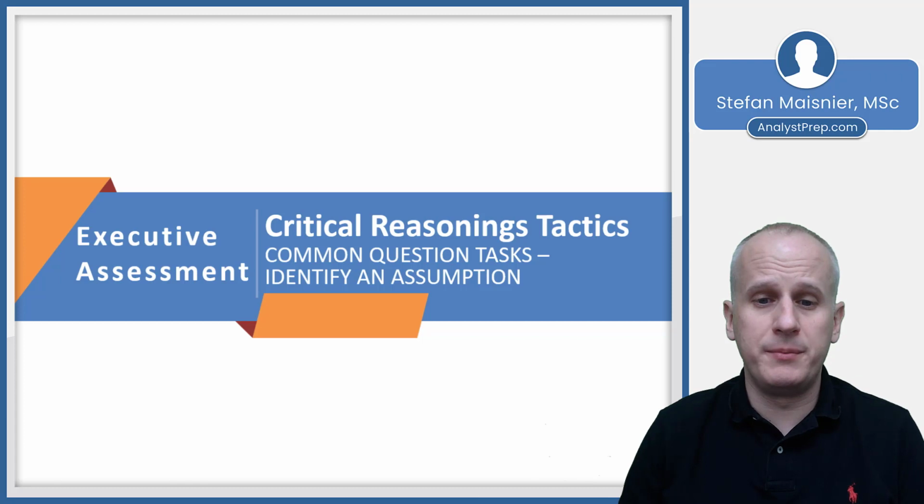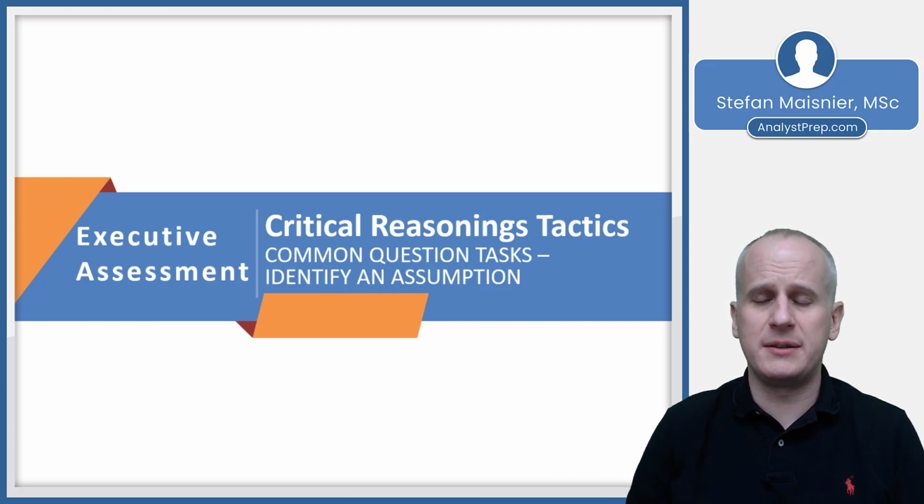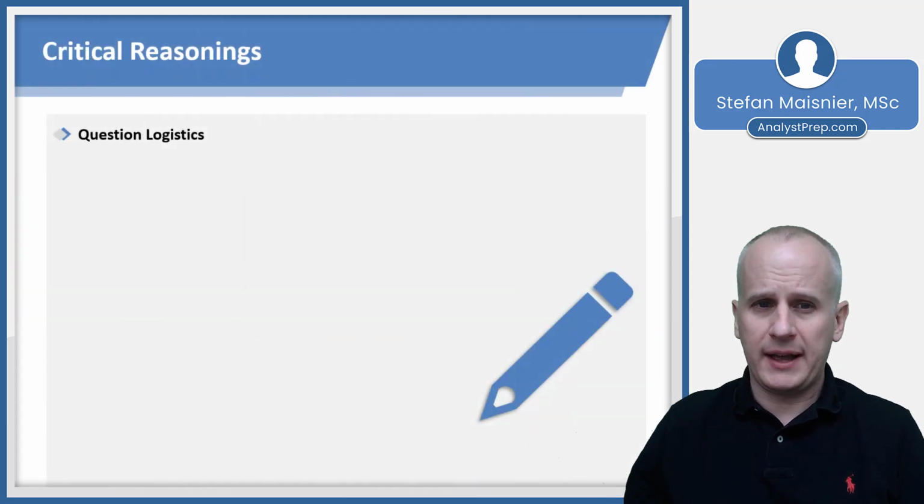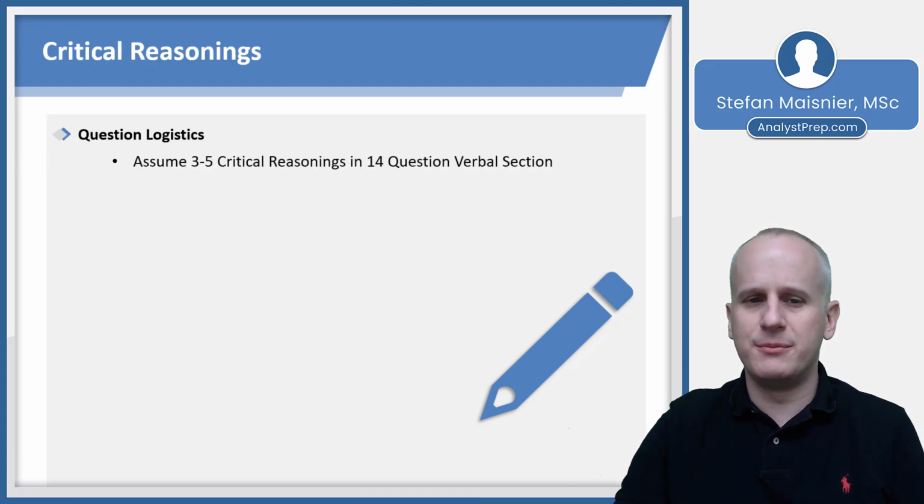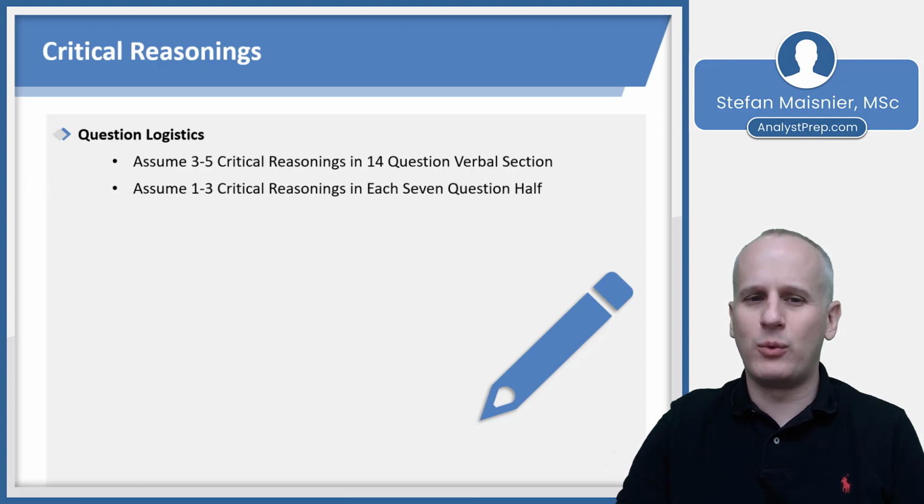In this lesson, we'll be talking about one of the most integral tasks you'll see in critical reasoning questions on the Executive Assessment, and that's going to be those asking you to identify an assumption. So, as always, we'll start just by recapping the question logistics for critical reasonings on the test. We need to assume that there's going to be 3 to 5 critical reasonings in the 14-question verbal section. You're going to have 1 to 3 critical reasonings in each 7-question half.